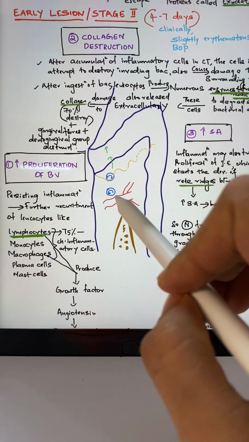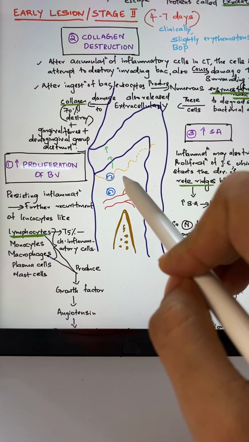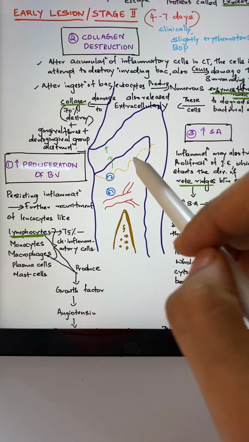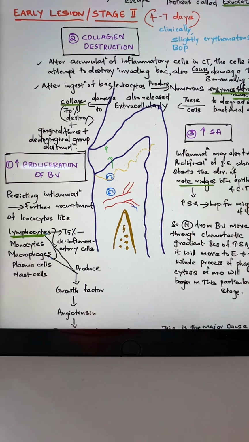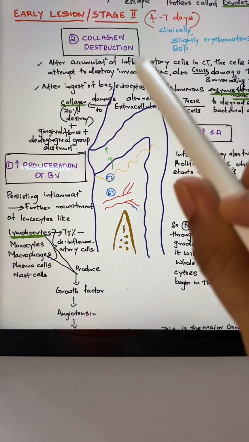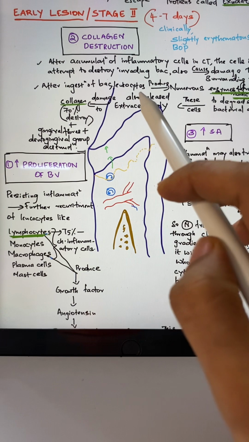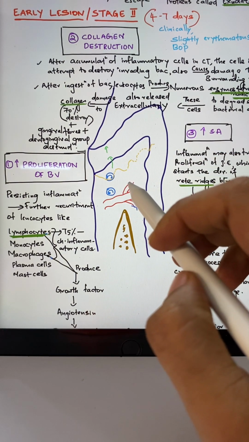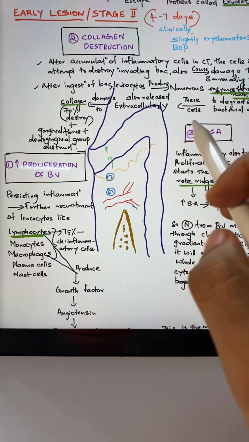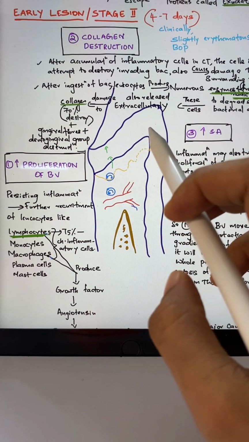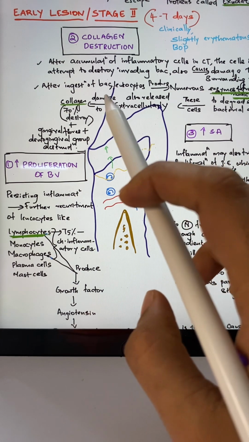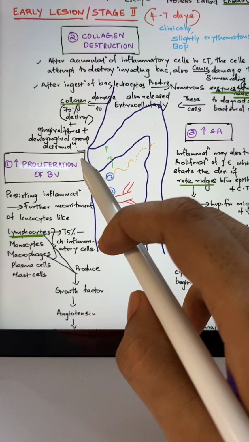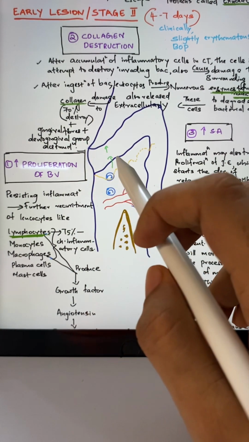After accumulation of the inflammatory cells in the connective tissue, the cells, in an attempt to destroy the invading bacteria, also cause damage to the surrounding tissues. After ingestion of bacteria, leukocytes produce numerous enzymes and free radicals to degrade these bacterial agents. These are also released extracellularly and damage the collagen. About 70% of the collagen in the gingival fibers and the dentogingival group gets destroyed.